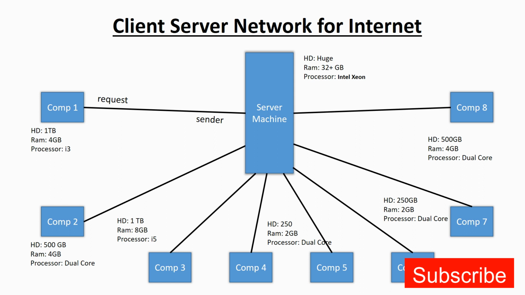It is possible that computer 1 is trying to access Facebook. Similarly, even computer 4 is trying to access Facebook. So all these requests come to the same machine, and then that machine sends the data to that particular computer, isn't it? So this is how the entire thing works, and this is the basic difference between a peer-to-peer network and a client server network.